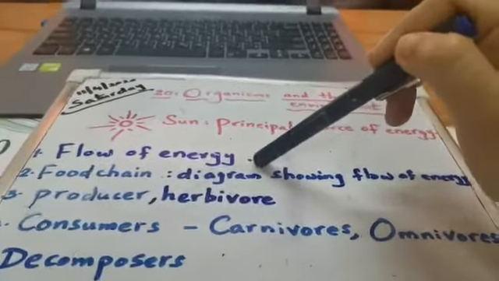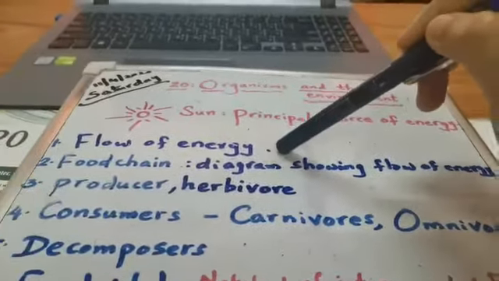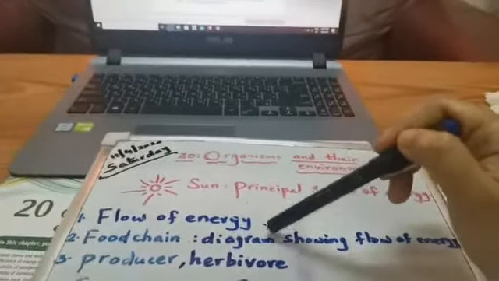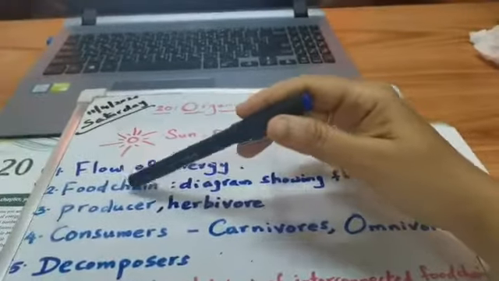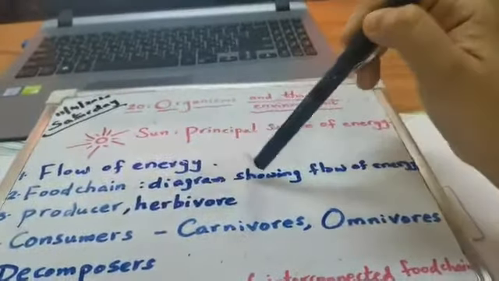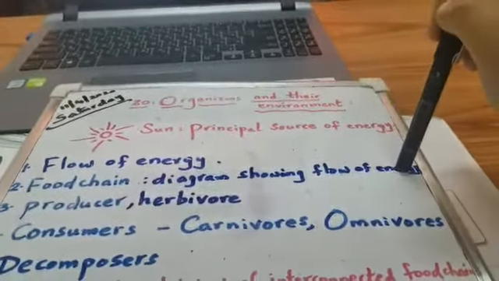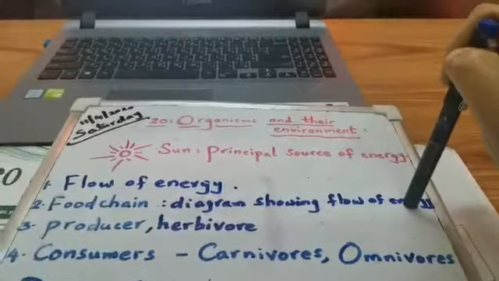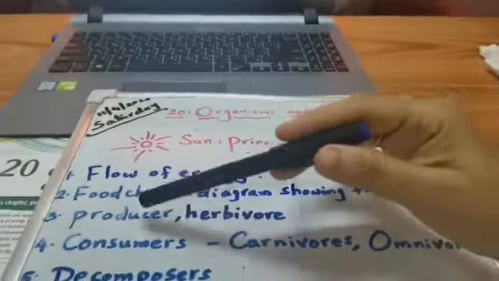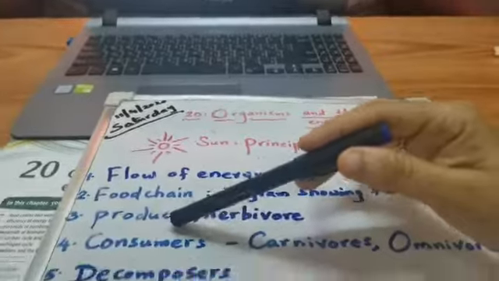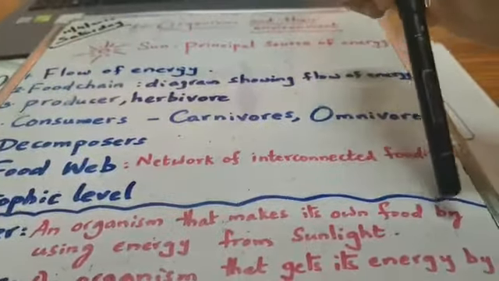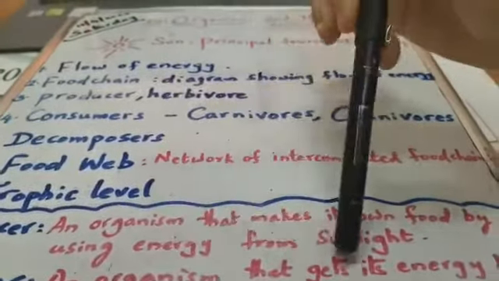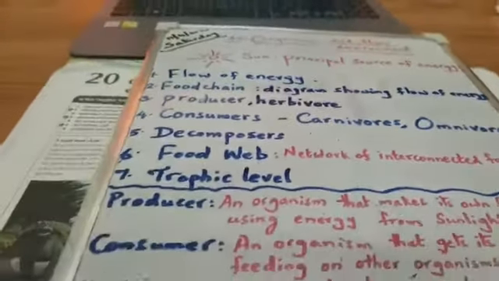When we are eating food, what's happening? We are getting energy. We are also a link of a food chain, of course. So what is the definition for food chain? A diagram that shows the flow of energy, or transfer of energy. That's called a food chain. And a producer, as I told you, is an organism that makes its own food by using energy from sunlight. Examples are plants.